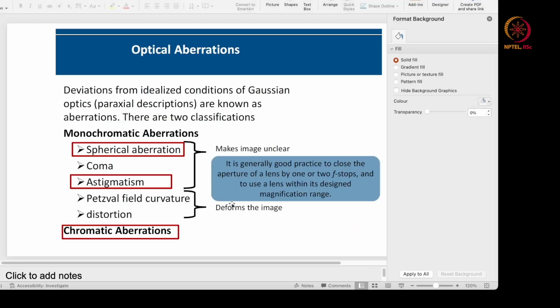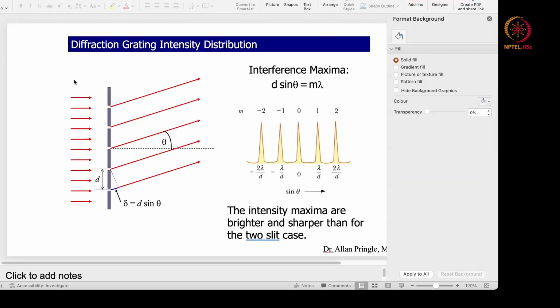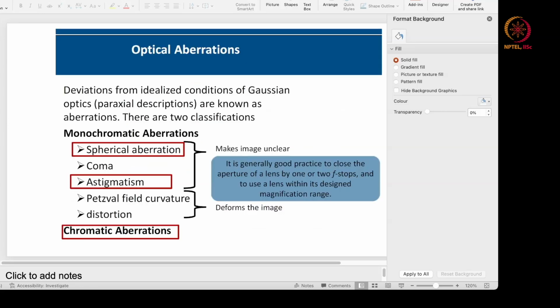Now that we have talked about diffraction, the diffraction grating and what is diffraction, in this particular talk we are going to talk about the other kinds of problems that happen when trying to image something. So this comes under the category of optical aberrations. Optical aberrations are basically deviations from the idealized conditions of Gaussian optics. These are also called paraxial descriptions.